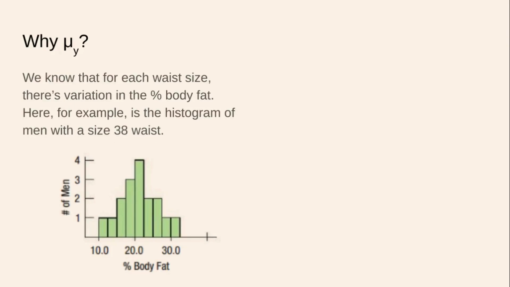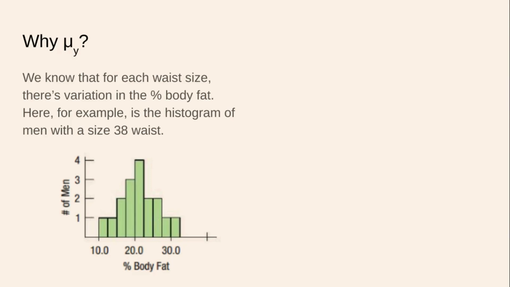So you may have been wondering, okay, I get that the betas are going to be estimated by the b's, b sub 0 and b sub 1. But what's the deal with mu sub y? All right, so here's a little description as to how we get that. We know that for each waist size, there is variation in the percent body fat. All right, so waist size does not perfectly give us a percent body fat. There's some variation, right? Just like with everything in statistics.